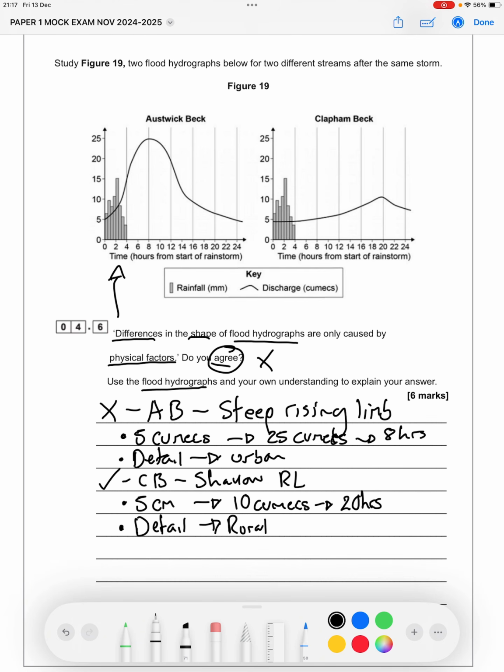Last top tip. This question is begging you not to agree. If they wanted you to agree, they would give you 2 hydrographs that pretty much looked the same. They're not doing that. They're giving you 2 very different ones because your revision should reveal that this is probably an urban area and this is probably a rural area.